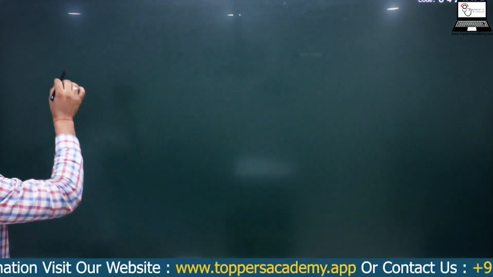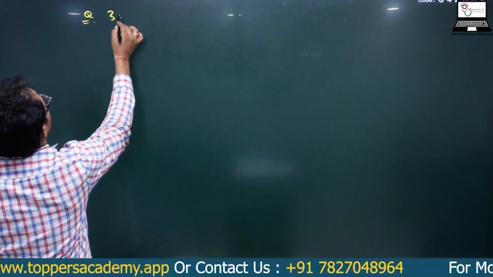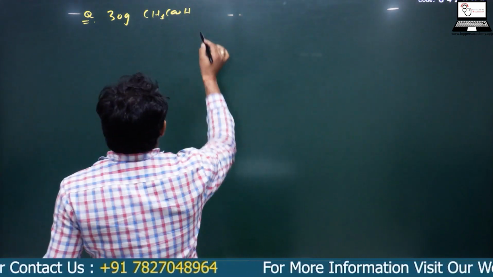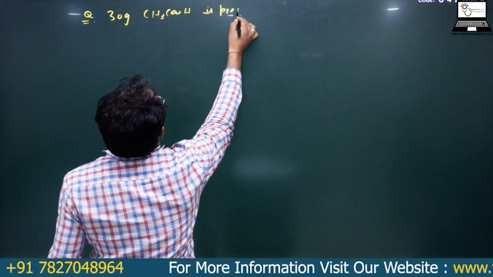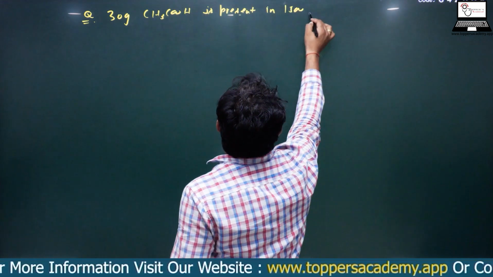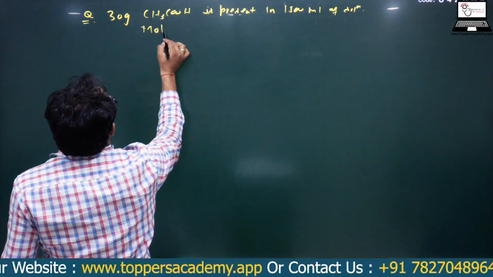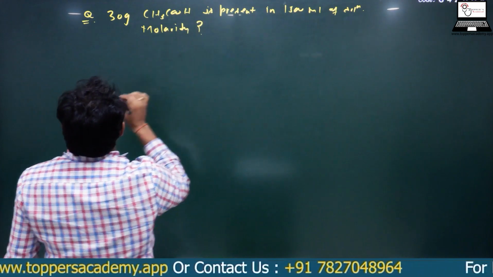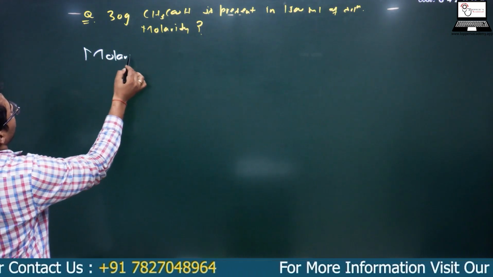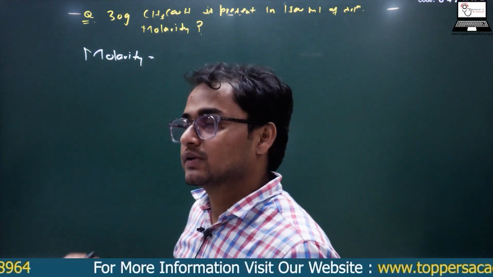So the question is: 30 gram CH3COOH is present in 1500 ml of solution. Calculate molarity. We know that the formula for molarity is equal to number of moles of solute upon volume of solution in liter.